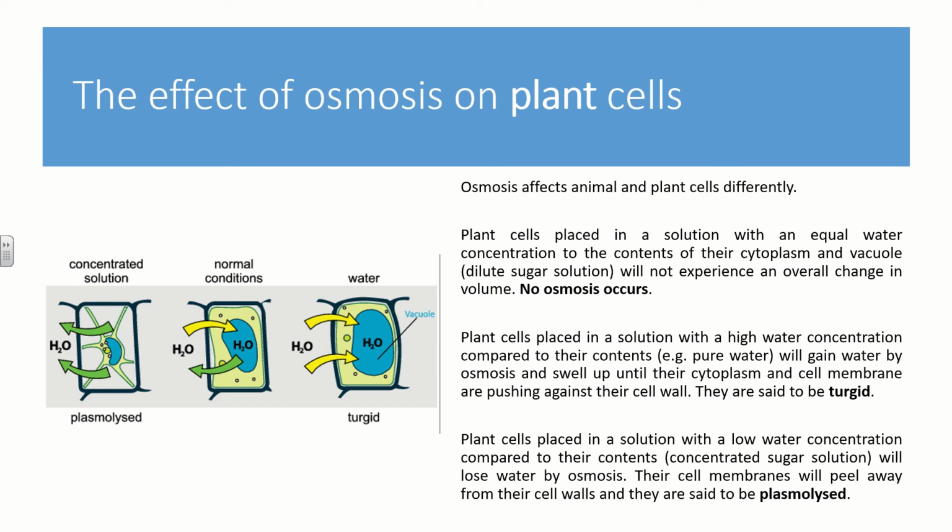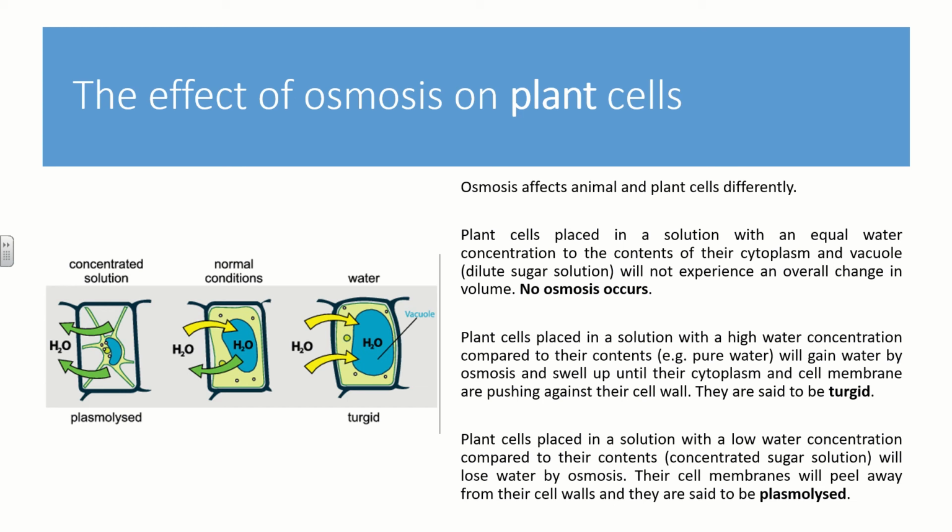A plant cell placed in a solution with a lower water concentration compared to its cytoplasm, such as a strong salt solution, will lose water by osmosis and become plasmolysed. A plasmolysed plant cell has a small vacuole and cytoplasm, and the cell membrane starts to pull away from the cell wall.